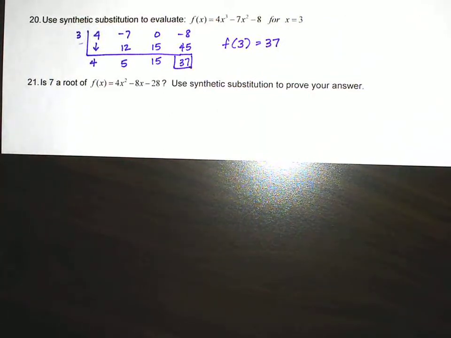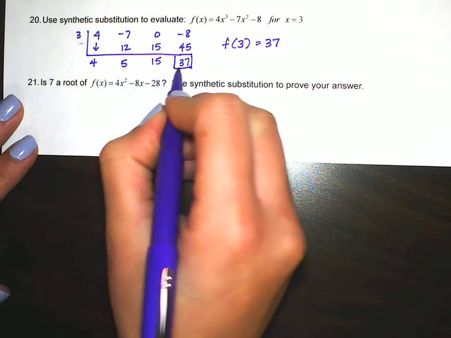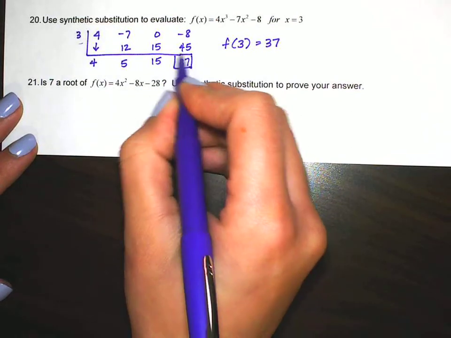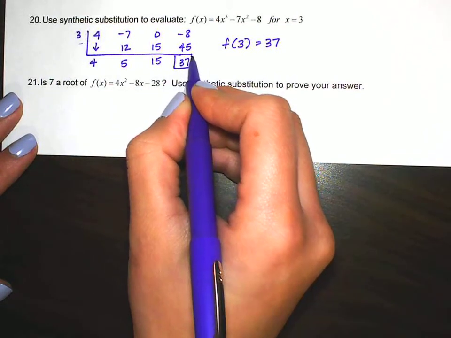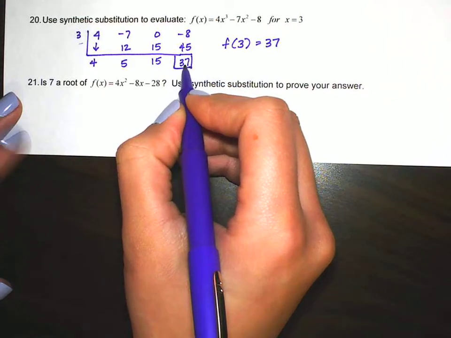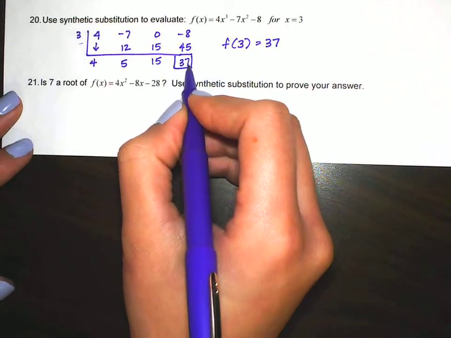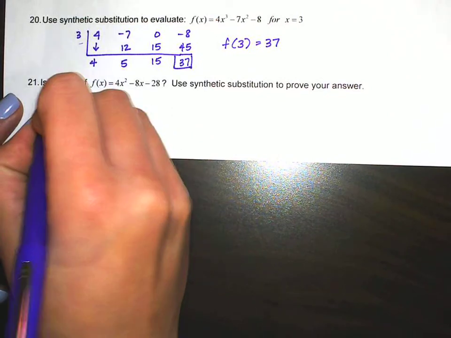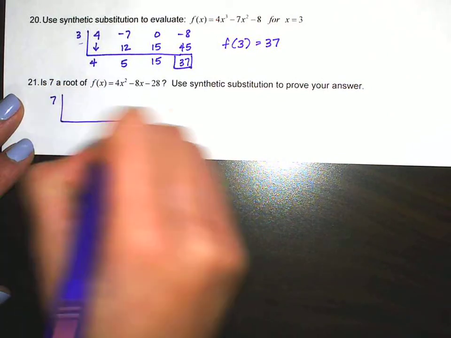21 asks you to do something a little bit different, but it's the same process. Is 7 a root of 4x squared minus 8x minus 28? When it's a root, your remainder, this last number, is going to be 0. We won't have a remainder. So in number 20, 3 is definitely not a root. So is 7? We're going to use 7 on the outside.